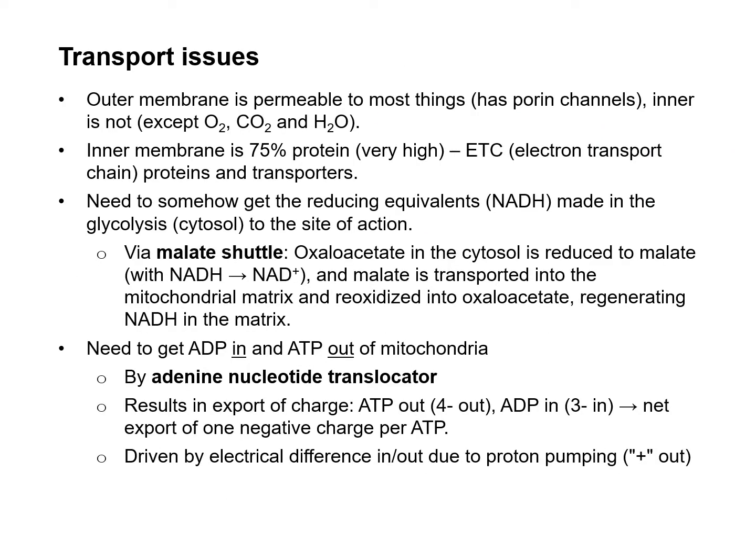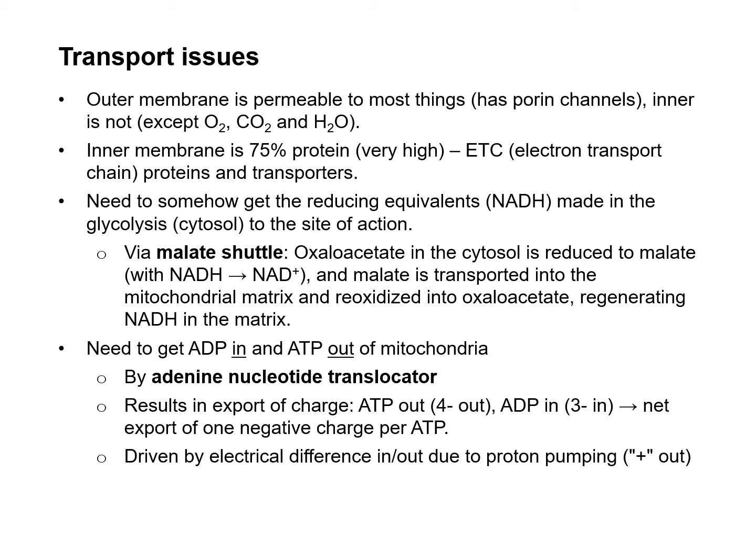There are some issues in transporting substrates in and out of the mitochondria. Like we discussed in the previous slide, the outer membrane has no problem because it's permeable to most things since it contains pore channels, so diffusion works there. But the inner membrane is impermeable except for oxygen, carbon dioxide, or water molecules, and also has a very high content of proteins, as 75 to 80% of the membrane consists of proteins. So it's pretty crowded with all those proteins, especially the electron transport chain proteins and transporters and so on, so there is not going to be any free diffusion.